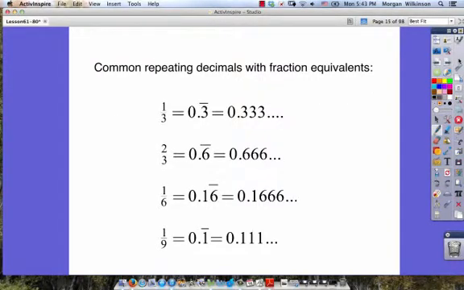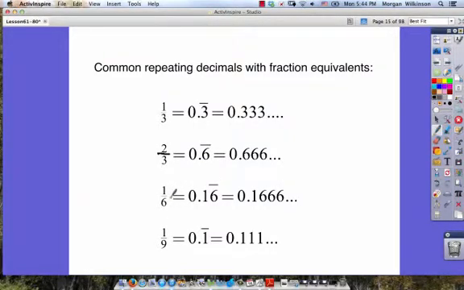Now, the last slide that we have for today, make sure you get this in your notes, are some common repeating decimals with fraction equivalents, and you might already know these. If we look at them, 1/3 is equal to 0.3 repeating, which is just 0.3333 and so on. 2/3 is equal to 0.6 repeating.